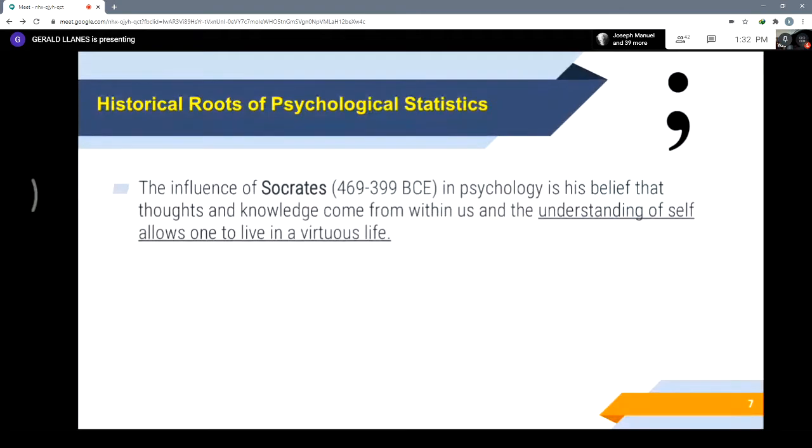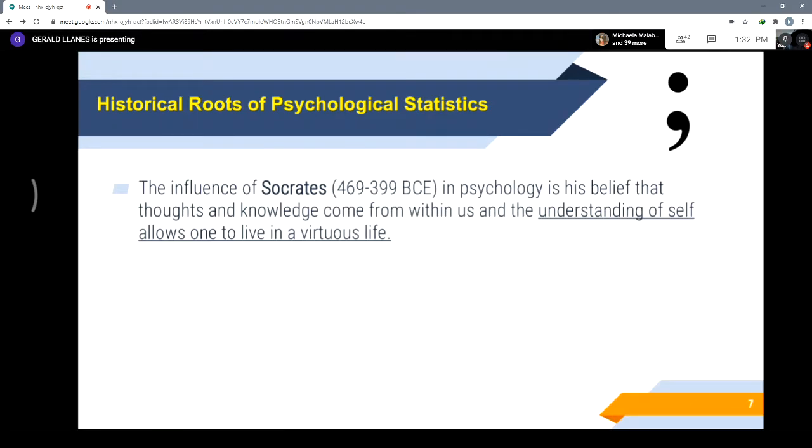Now, the influence of Socrates in psychology is his belief that thoughts and knowledge come from within us, and the understanding of the self allows us to live a virtuous life. Ano sabi ni Socrates? Actually, it's not specific to statistics but more of psychology as a whole.